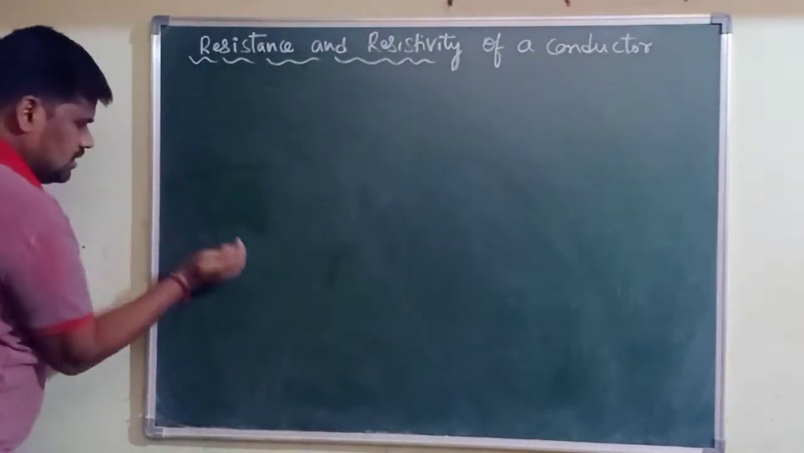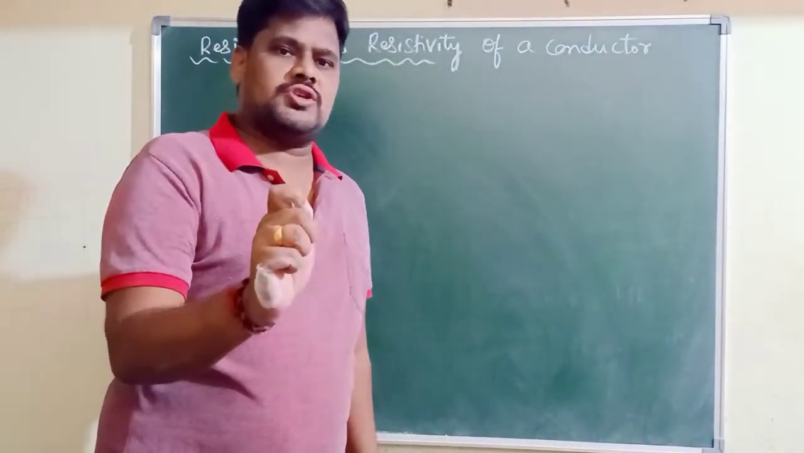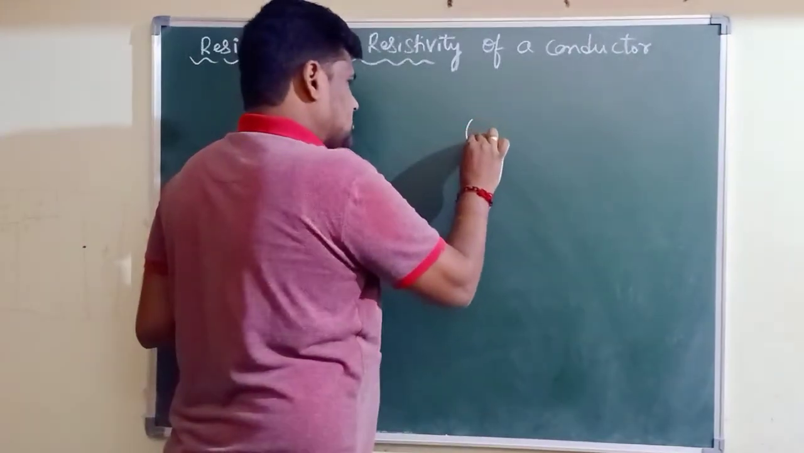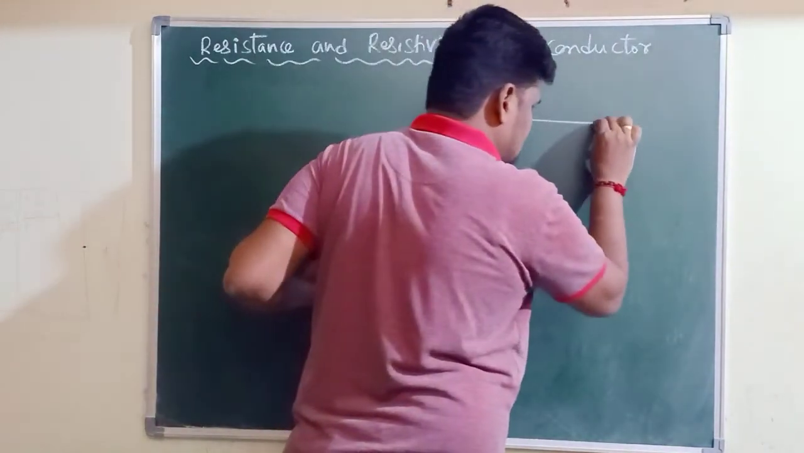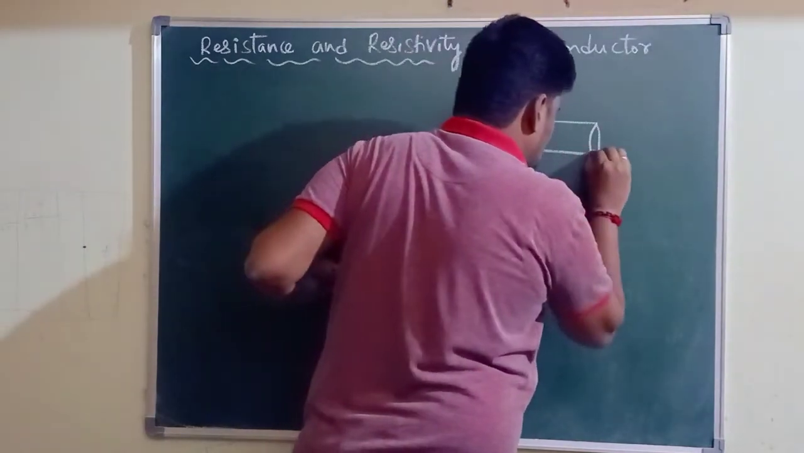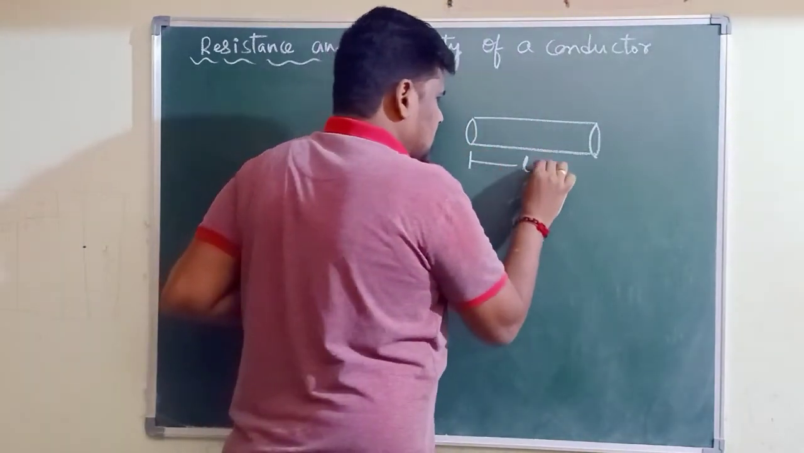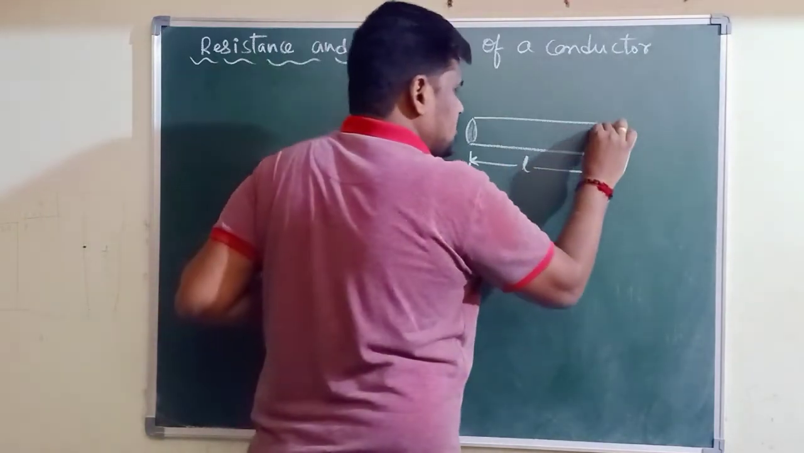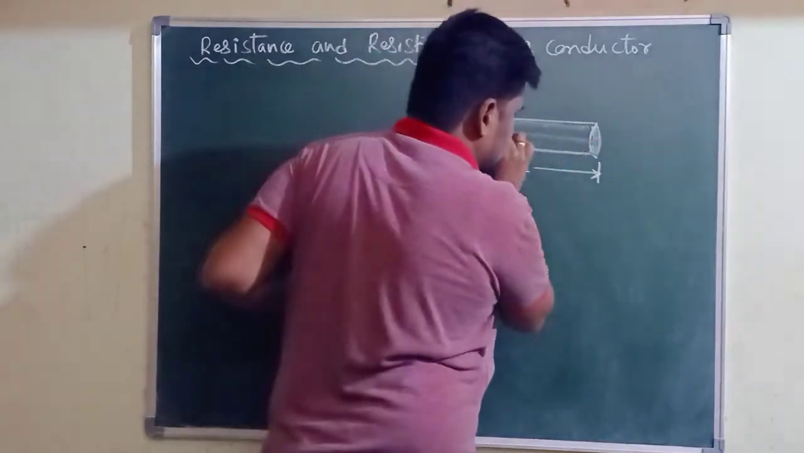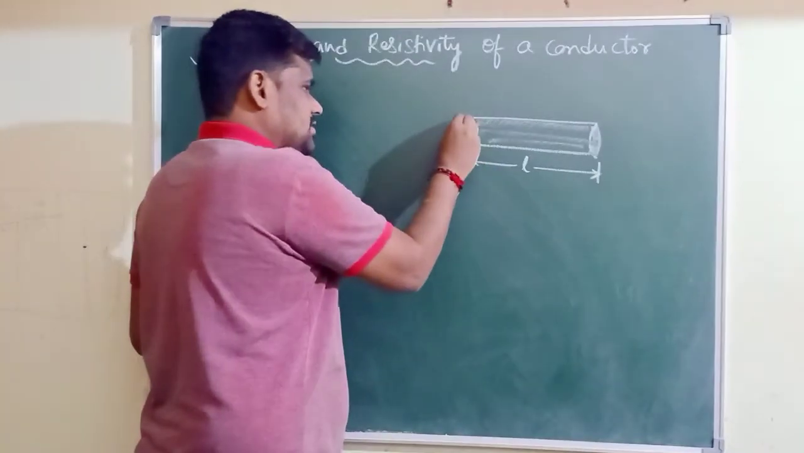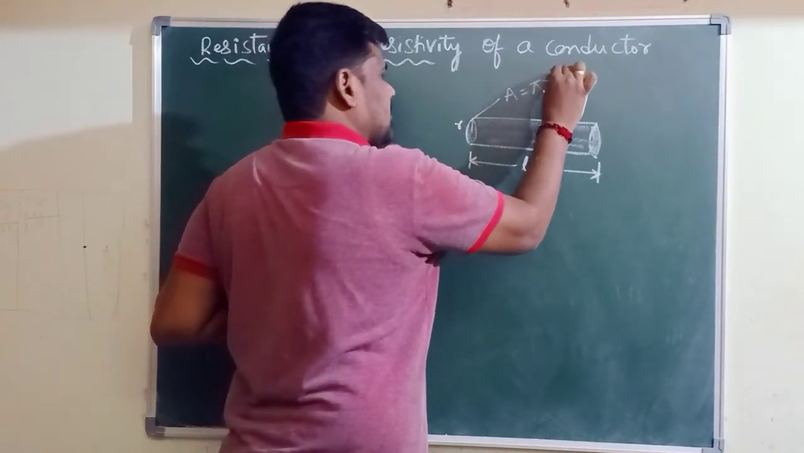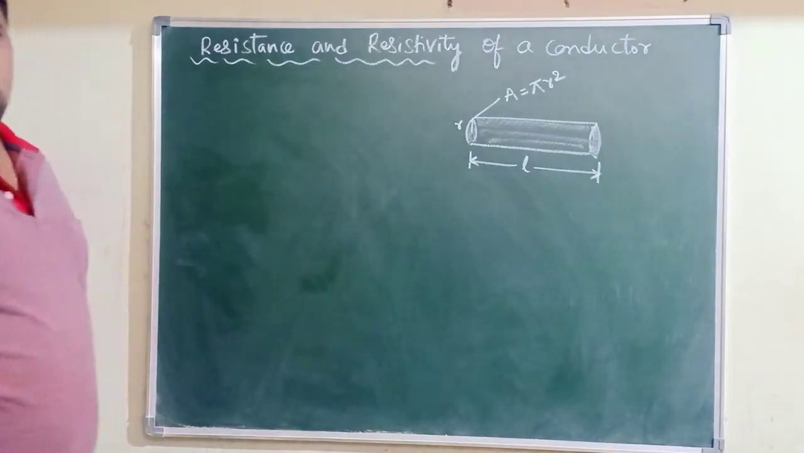Very interestingly, the resistance of a given conductor depends on dimensions of a conductor. What is the meaning of dimensions of a conductor? Say for example, this is the conductor of a certain length L. L is the length of a conductor and A is called area of cross section of a conductor. If r is the radius, then what is the area of cross section of a conductor? The area of cross section of a conductor is given by pi r square.